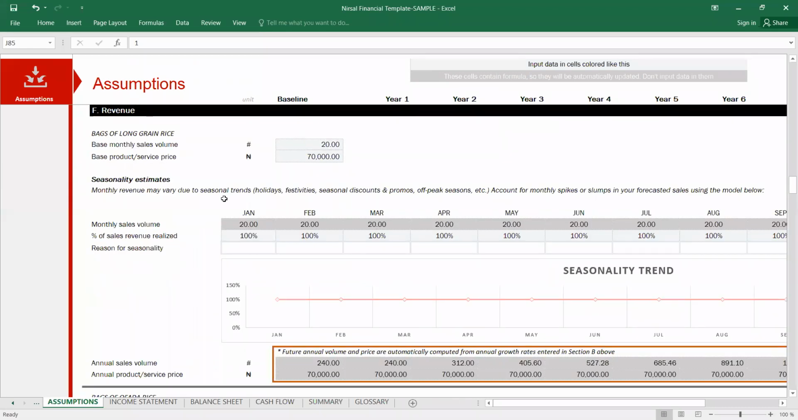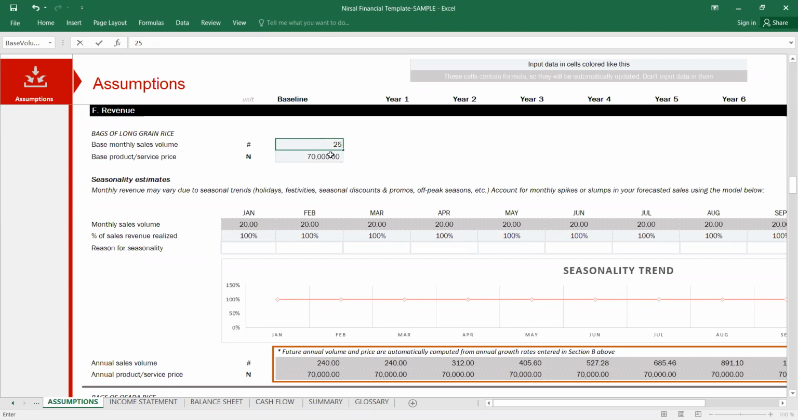Now this is where you project your volumes. This person said that for bags of long grain rice, that is going to be... I record that this template was for pig farming before, but I changed it to rice. Now the volume, okay, let's say the sales price for rice, let's say it's 25,000 naira for long grain rice.